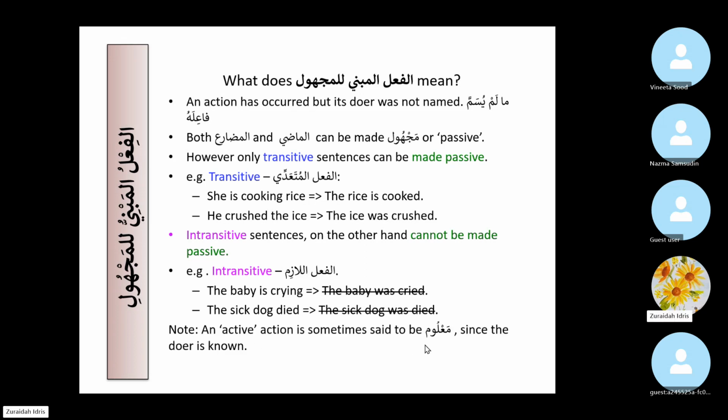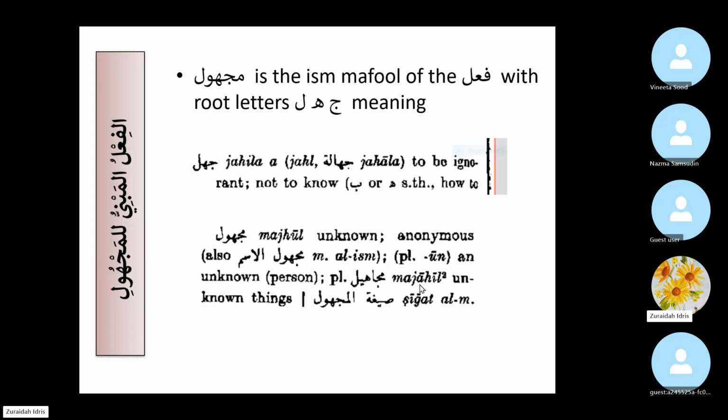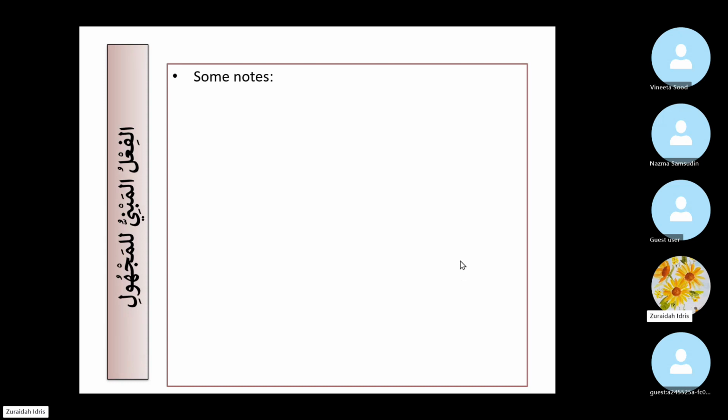So this is just me adding ma'lum. Ma'lum comes from the root letters ain, lam, and mim, which means to know something, to be knowledgeable, and things like that. Your mu'allim is a knowledgeable person. So this is the doer that is known. So majhul is, of course, doer that's not known. We see this in jim ha lam, it means to be ignorant, not to know. So majhul is something unknown. So the doer is not known. And there are reasons for this.